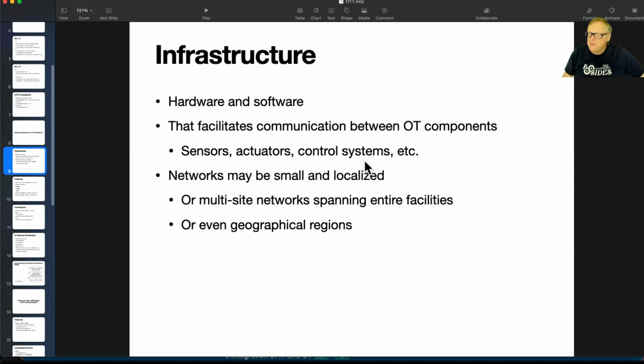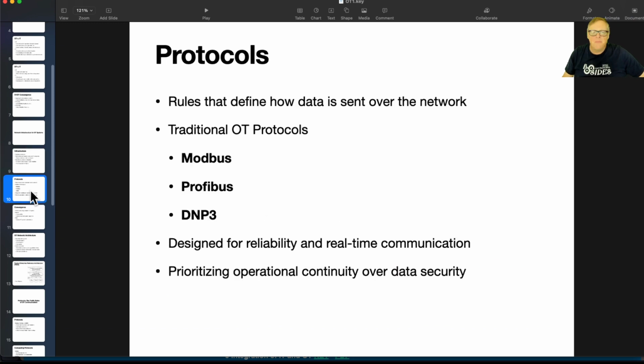And then control systems are things like the industrial control system devices that send signals to these. You often have a small local area network to control the operation within one room. But now we have multi-site networks or even whole geographical regions all being controlled by these networks sprawling across. The protocols used in OT are not TCP/IP or anything like it. They're different protocols. Common ones are Modbus, Profibus, and DNP3.